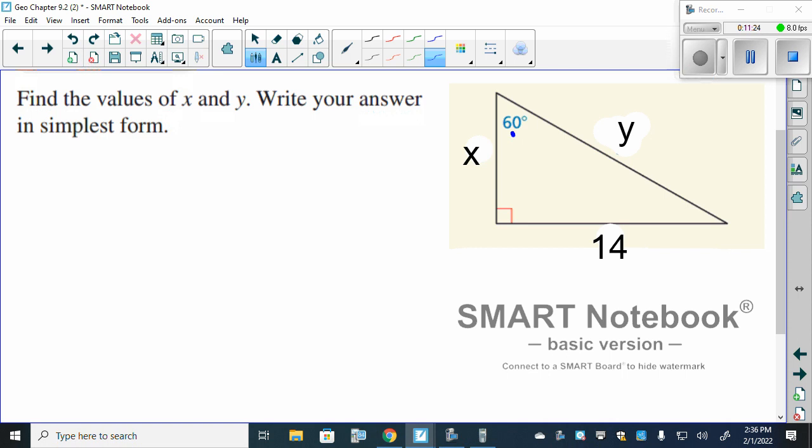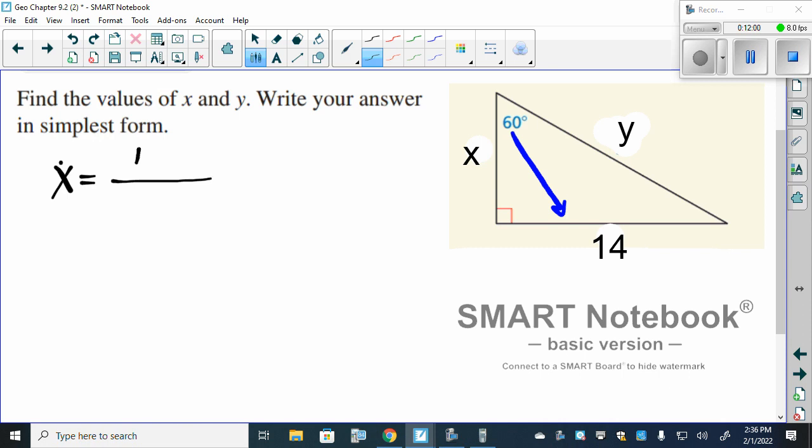Now 14 is opposite the 60 degrees, so it's still the long side because it's the side opposite 60. So we still need to find x, and x would be our short side. Well, x is opposite which angle? It would be short, because if they give us the 60 degrees and the right angle, the other one has to be 30. So it's the short side.